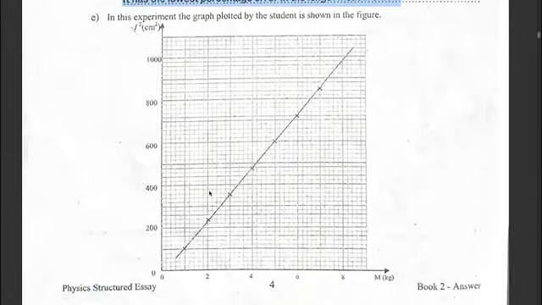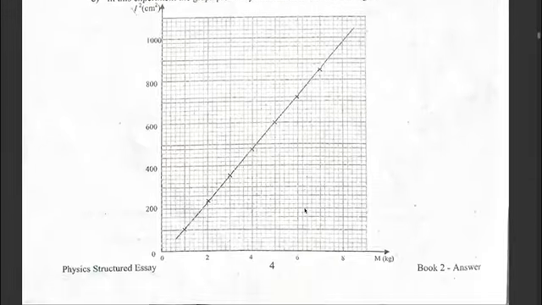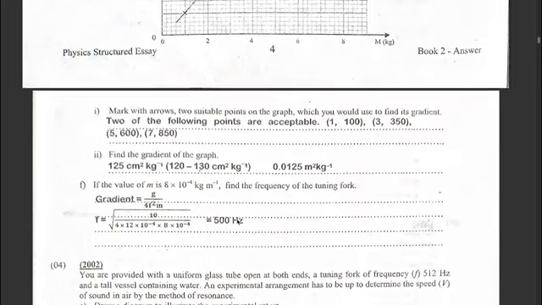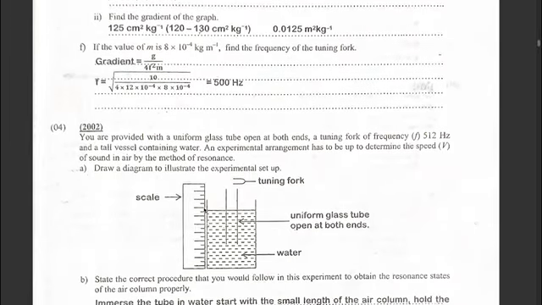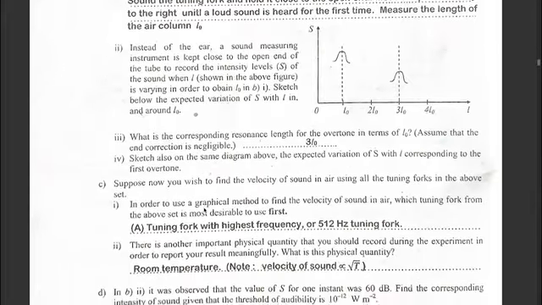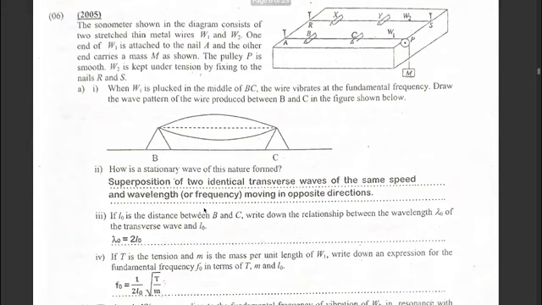Next question, a graph is plotted, then you want to get the gradient and find the frequency. Those are common questions. You can approach it easily. Then 2005. In 2005, the sonometer shown in the diagram consists of two stretched thin metal wires W1 and W2.